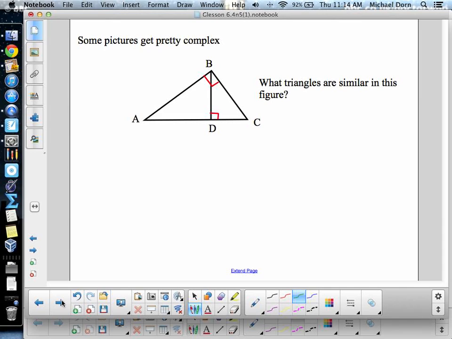BDC is a right triangle, and ABD is a right triangle, because again, we have right angles in here. So that's right angle, that's right angle. Are there similar triangles in that picture?